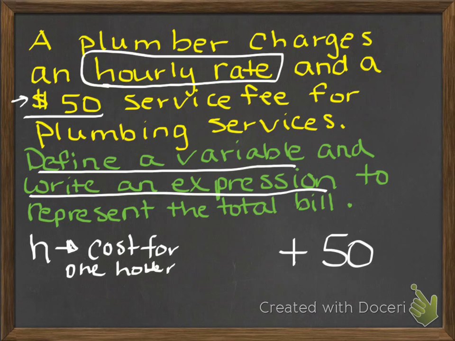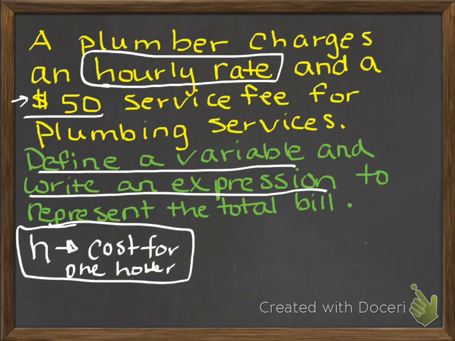We need to know that it's the cost for 1 hour. So if this were bus tickets, it would be the cost for one bus ticket and so on. So this is the first part of your answer. There will be one line for this. And then your second answer, I'm going to go ahead and erase this because I wrote it a little large. The second part of your answer is going to have that plus 50 at the end.